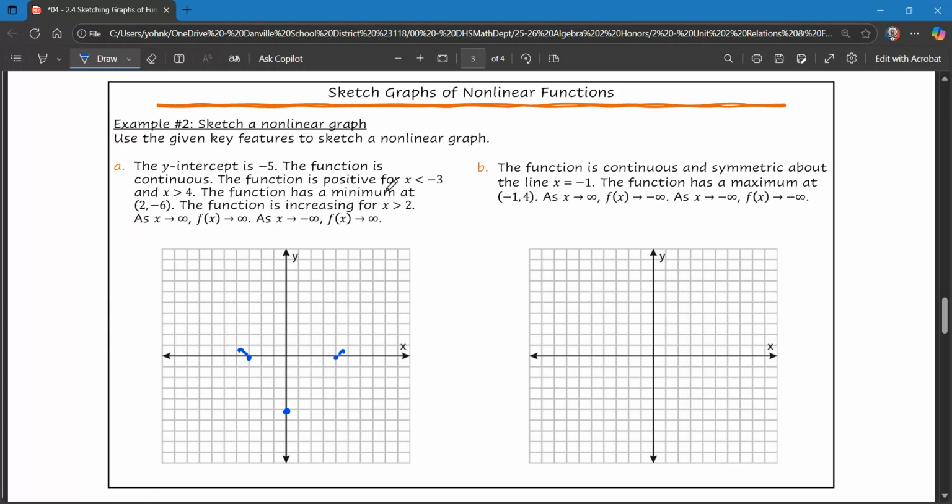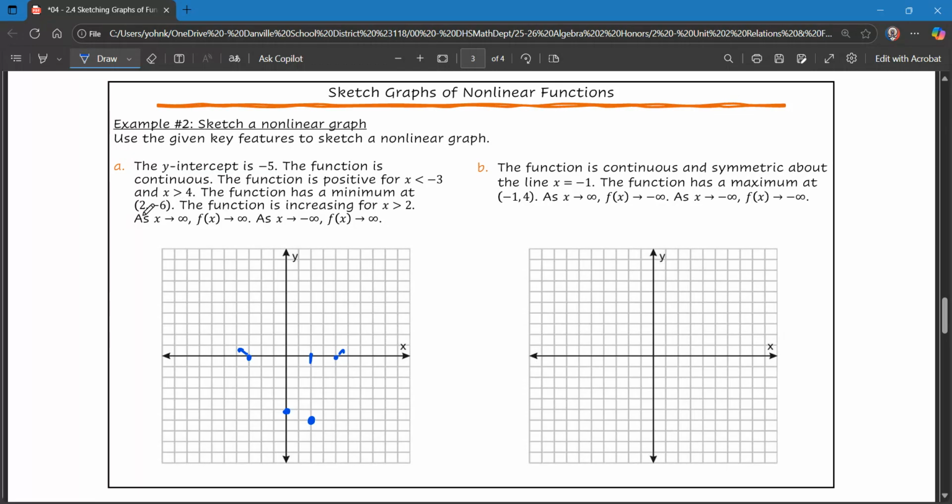Okay, the function has a minimum at (2, -6). So at (2, -6), this is the lowest point in my graph. The function is increasing for all x's greater than 2. So here's 2, the function is increasing, so that means it's going up like this. Okay, I'm starting to think it's going to be like a parabola or something.